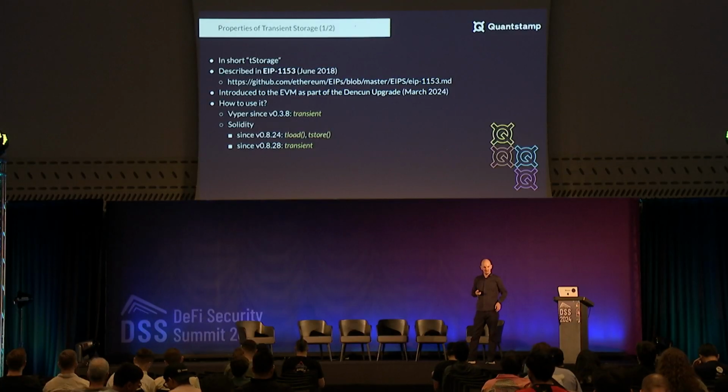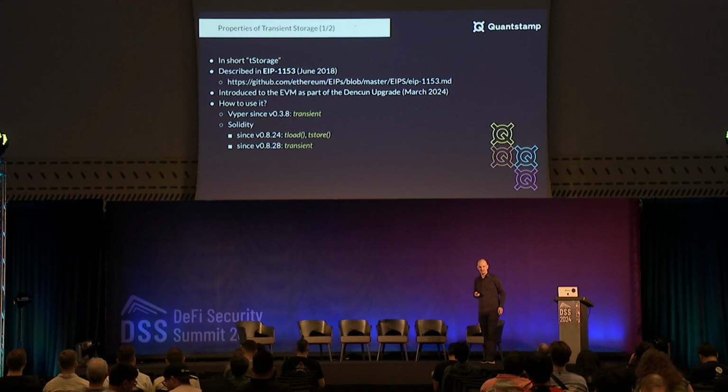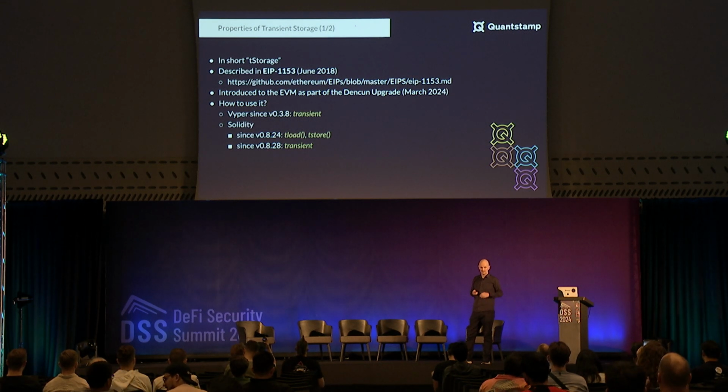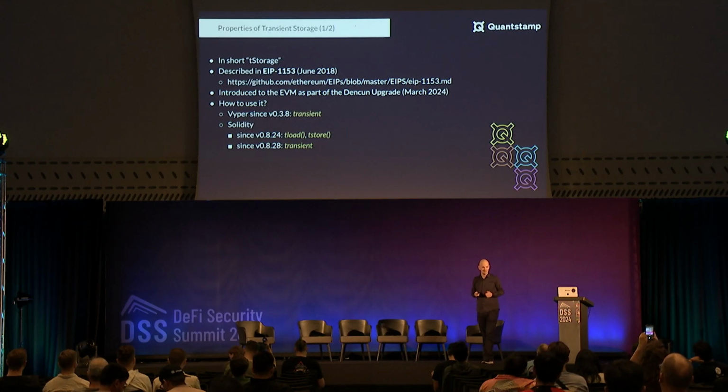This is the plan for today, so let's start. The story of transient storage, or T-storage, started 6 years ago with EIP 1153. It was then introduced to the EVM with the Cancun upgrade earlier this year. And as of today, you can use it in Vyper and Solidity using opcodes or the dedicated keyword transient.